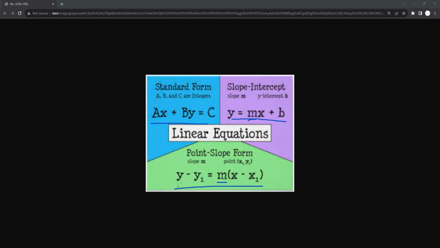You can see here that you have Y minus Y1, X minus X1. Well, the X1 and Y1 will be your coordinates. And you'll see when we're working on Khan Academy.